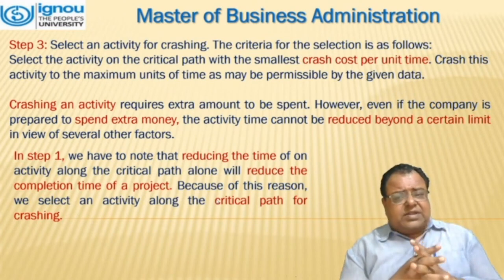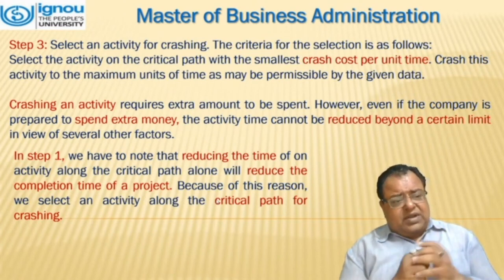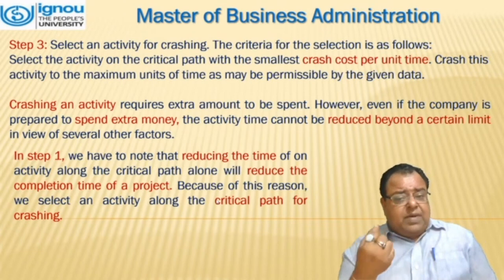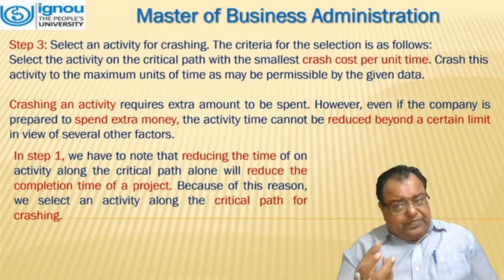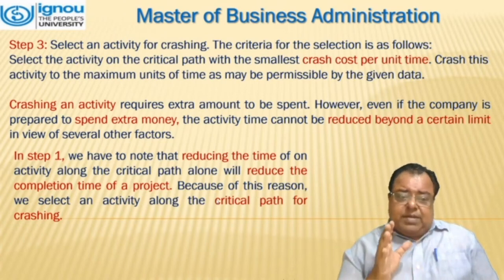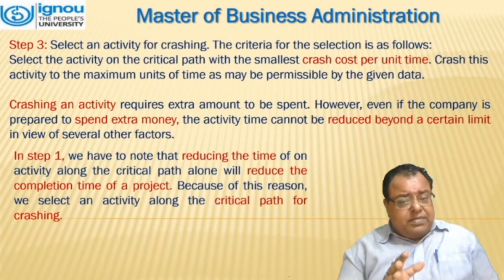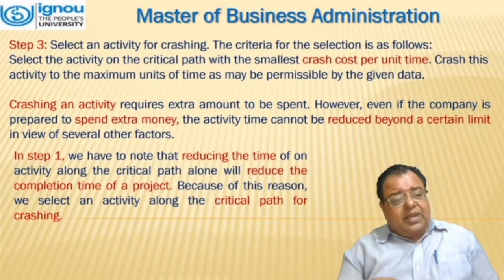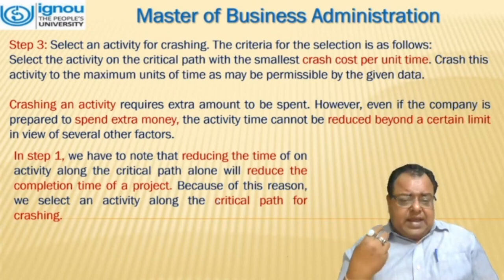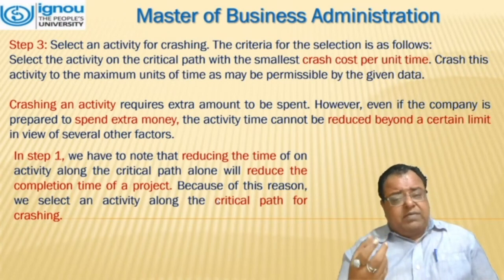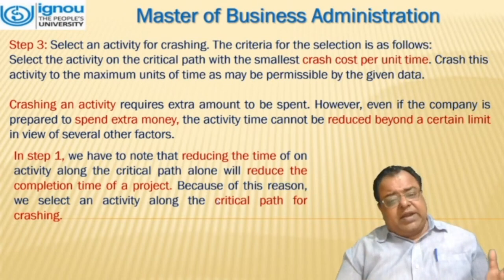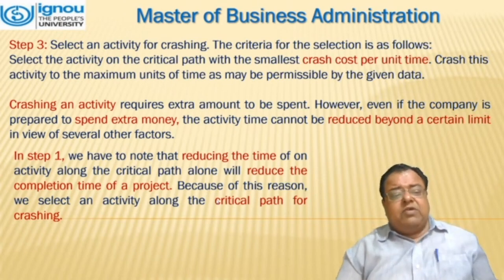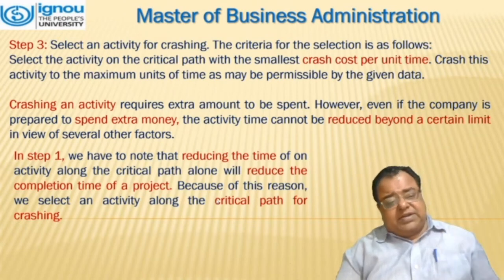The criteria for the selection is as follows. Select the activity on the critical path with the smallest crash cost per unit time. Crash this activity to the maximum units of time as permissible by the given data. Crashing of an activity requires extra amount to be spent. However, if the company is prepared to spend extra money, the activity time cannot be reduced beyond a certain limit in view of several other factors.